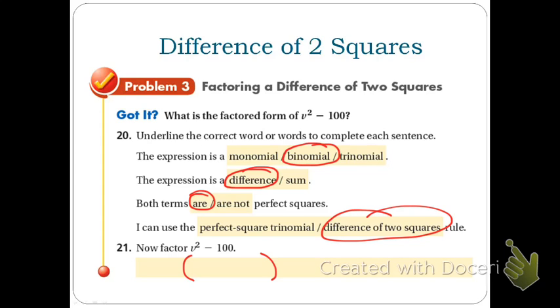So you would simply make two sets of parentheses. You take the square root of the first term, which is v, and write them in. And the square root of the second term, so the square root of 100 is 10. So 10 and 10, and then you just fill in a plus and a minus sign. So there, you factored it.